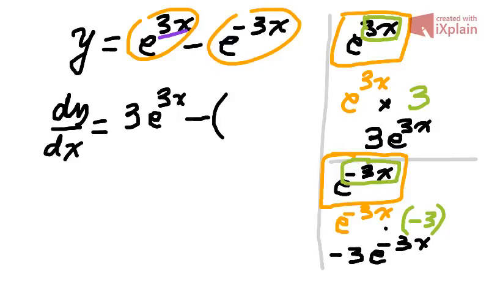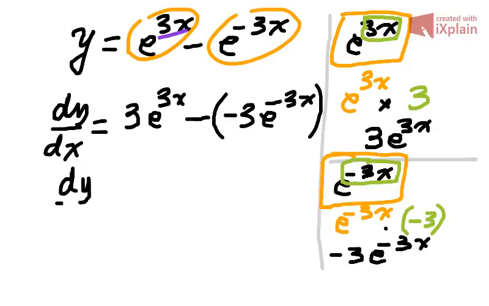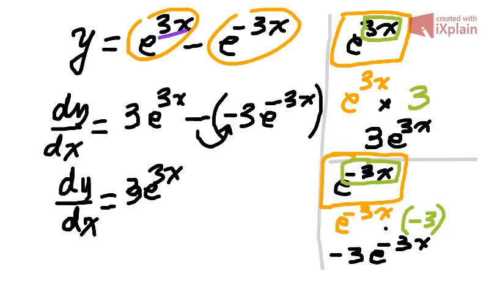Because I already had a negative at the start, I'll put brackets. Of course you could have done the negative or negative straight away, but I can do it now in the second line, so to make sure it's all good. So we have 3e to the 3x. This negative will become positive, 3e to the negative 3x.